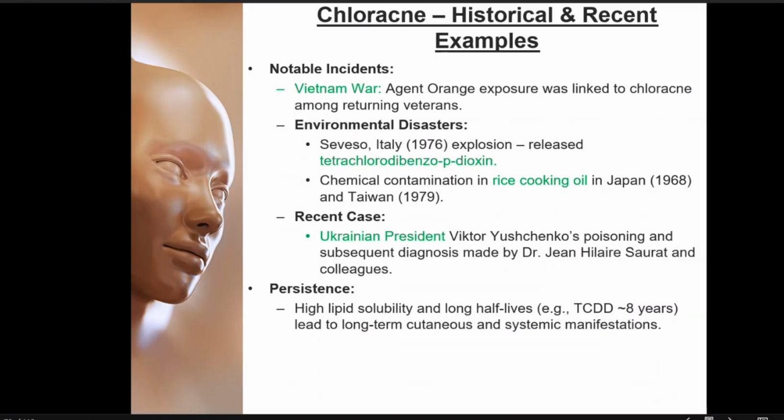A recent case is the Ukrainian president Viktor Yushchenko, for poisoning and subsequent diagnosis made by Dr. Jean-Hilaire Saurat and colleagues. So this is the recent example of chloracne in the Ukrainian president.